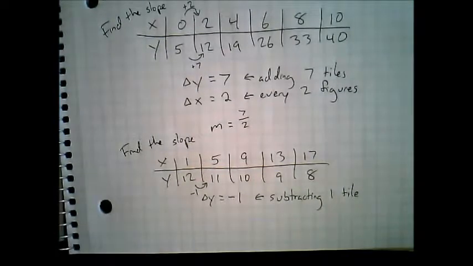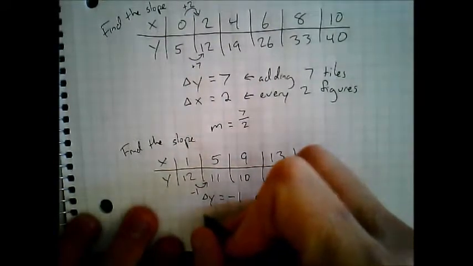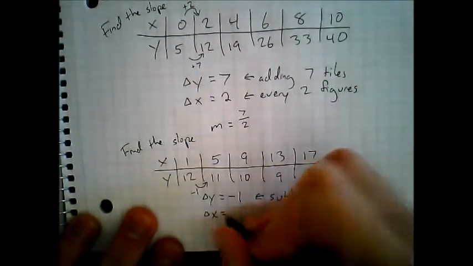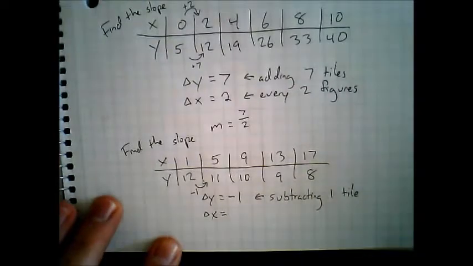Now again, we don't just want to say our slope is -1. That's not the case at this point in the year. We want to figure out how often we are subtracting 1 tile. Is it every figure? Every 2 figures? Every 3 figures? We need this delta x. How frequently are we subtracting 1 tile? How frequently are we spending $1 or losing $1?